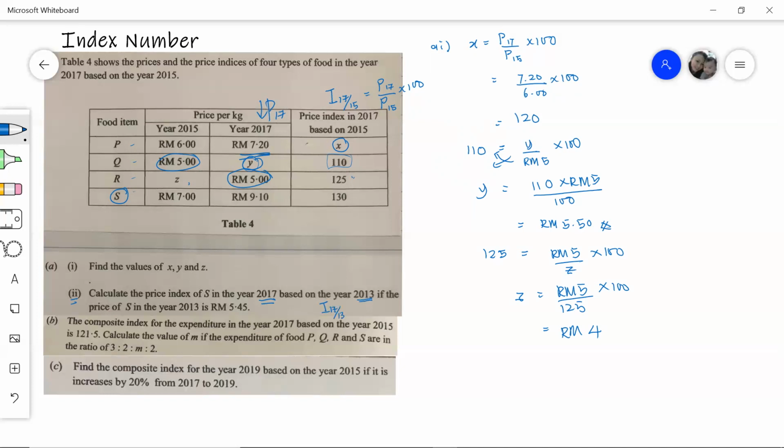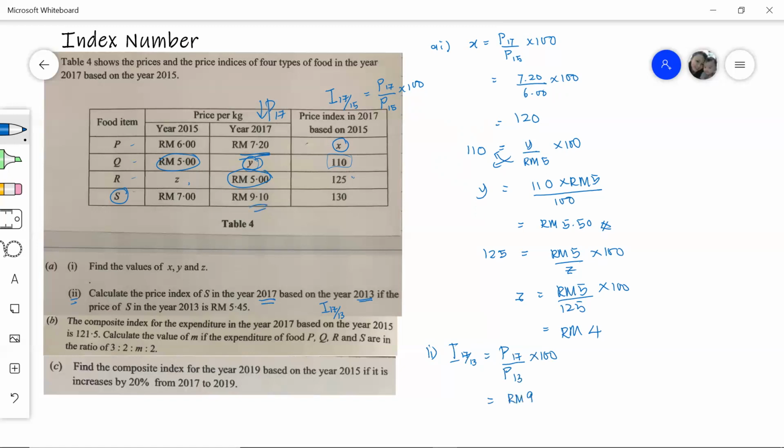And what is the formula involved here? So we need to find I 17 over 13. The formula involved will be the price in year 2017 over the price in year 2013 times 100. Do we have the price in year 2017 for S? Yes, that is 9.10.